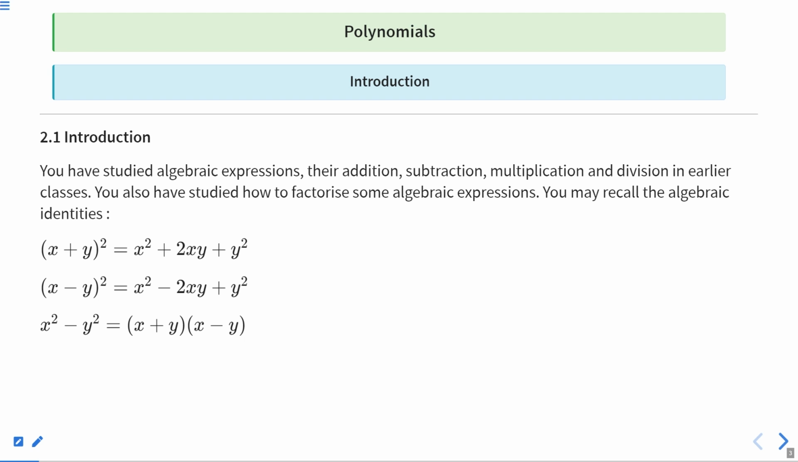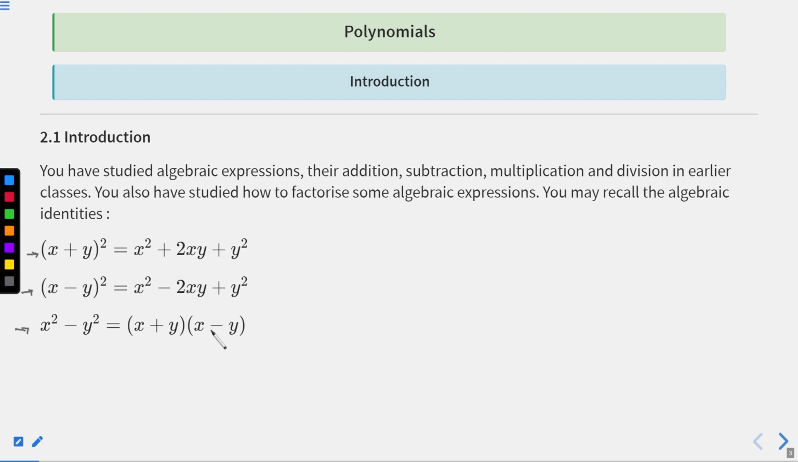The first algebraic identity is (x plus y) whole square, which is equal to x square plus 2xy plus y square. The second identity is (x minus y) whole square, which is equal to x square minus 2xy plus y square. The third identity is x square minus y square, which is equal to (x plus y) times (x minus y).